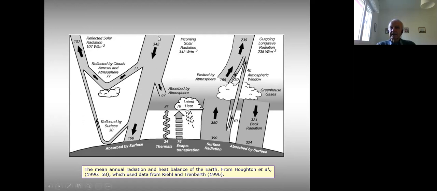Here is the incoming solar radiation, which is the integral below this dashed curve, and this reaches the atmosphere. Part of this solar radiation is absorbed by the atmosphere. The rest comes to the surface, to the sea surface or to the land. Part is reflected back into space. Part of the solar radiation is also reflected by clouds, aerosols, and the atmosphere, and goes back into space.